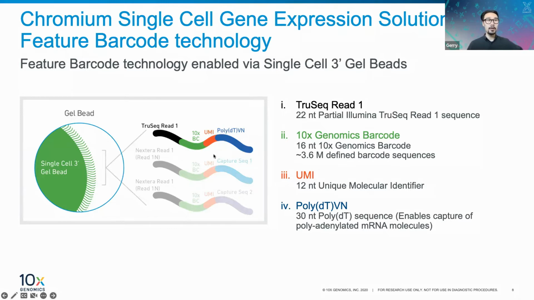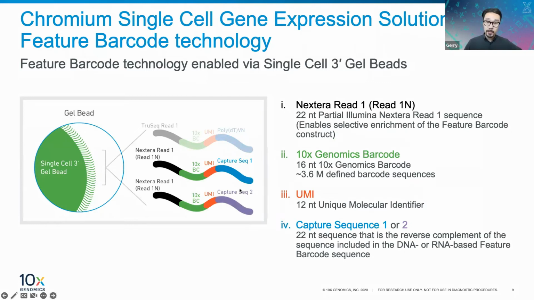This particular oligo has a TruSeq Read 1 handle. It then has the 10x barcode. This is a 16 nucleotide barcode, and there are approximately 3.6 million defined barcode sequences. You then get a 12 nucleotide unique molecular identifier. And finally, your poly-dT, which is what captures the poly-A tail on your mRNA.